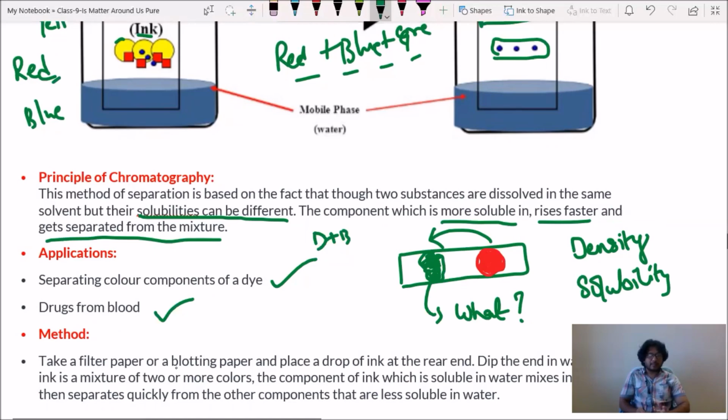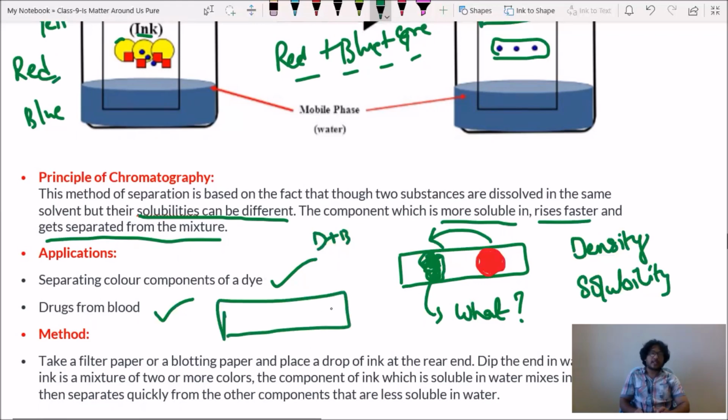Take a filter paper or blotting paper and place a drop of ink at the rear end. At the end you can drop one ink and dip the end in water. Since ink is a mixture of two or more colors, the components of ink which are soluble in water mix into it and then separate quickly from other components which are less soluble in water.